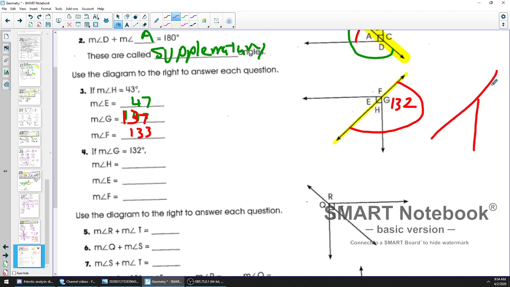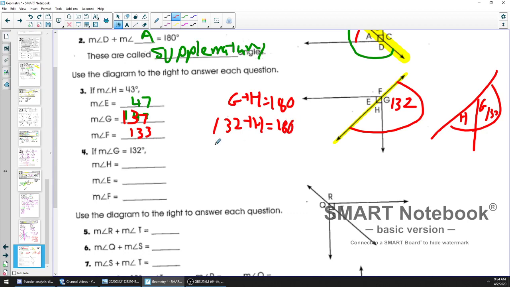If I draw it again, here is G, and here is H. G was 132, H is unknown, but I know my total, G plus H, equals 180. Again, I know G equals 132 plus H equals 180. Subtract on both sides. H equals 48.